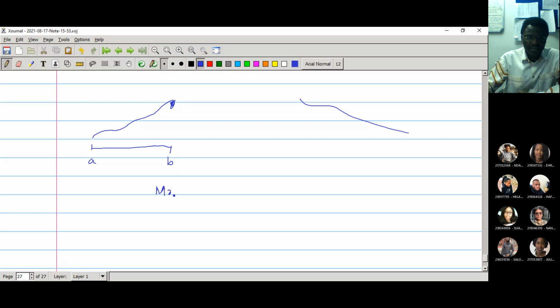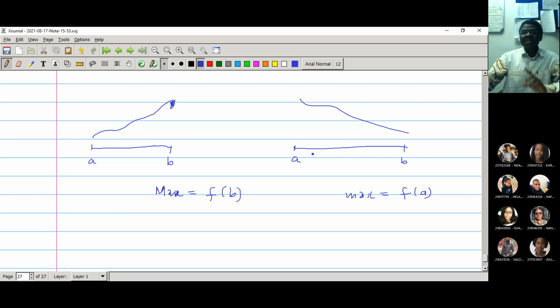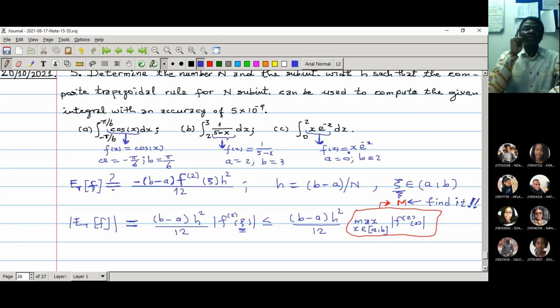So the maximum here will be f of b, because it's monotonic. Similarly here, this is monotonic, but it's decreasing. So the max for this one will be f of a. But if the function is not monotonic, I need to find the turning points. So it is not the case that, because in the tutorial you saw we took f of one of the points, in each and every question you just take f of the point.